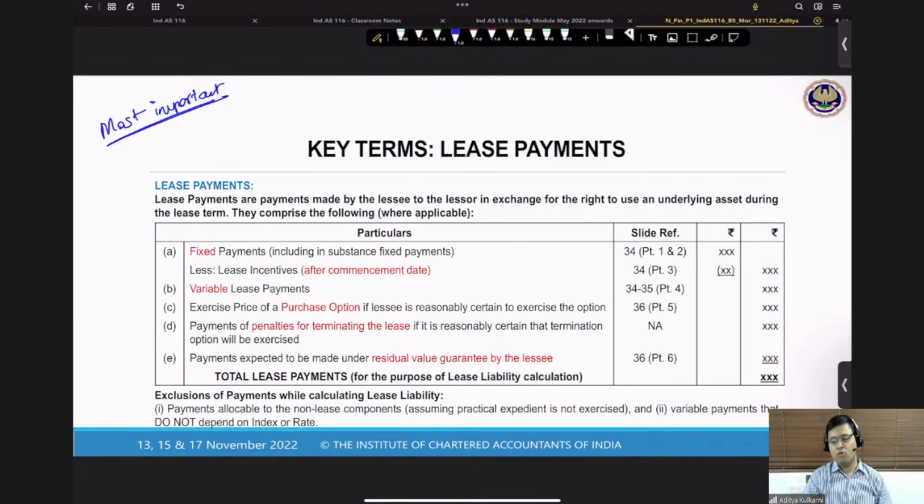Now we come to the most important part of our discussion, that is lease payments. So with this, we should be concluding everything about lease liability. Okay, इसके बाद छोटी-छोटी चीजें रहेंगे, that should not take much time.